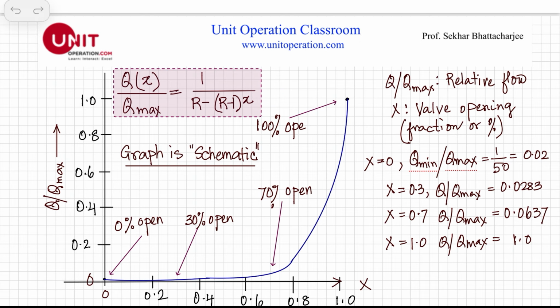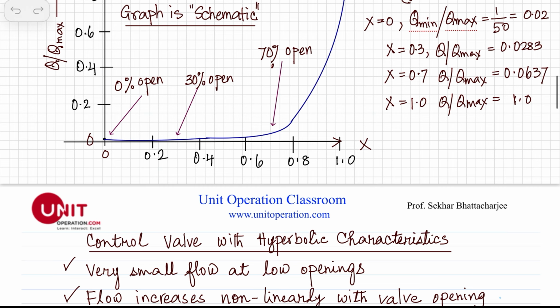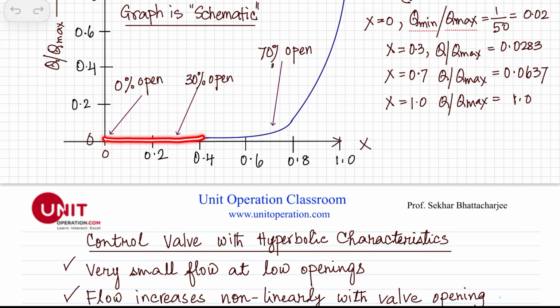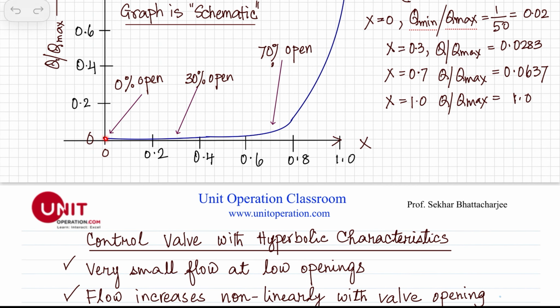Okay, so what are the characteristics? By the way, this is a schematic one, not exactly according to the database. In fact, it's something like this. Control valve with the hyperbolic characteristics: very small flow at low openings, as you can see. Flow increases non-linearly with valve opening, so it does not increase linearly. It increases non-linearly at small flow, and then suddenly there is a big increase.